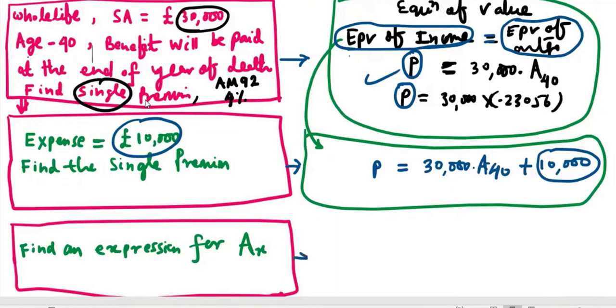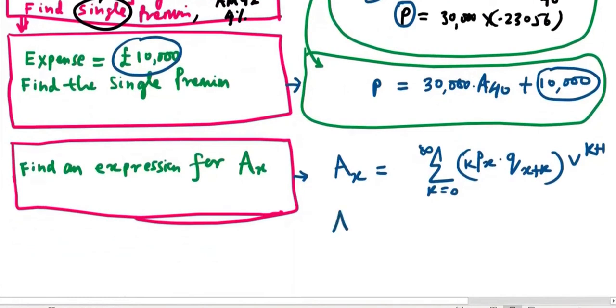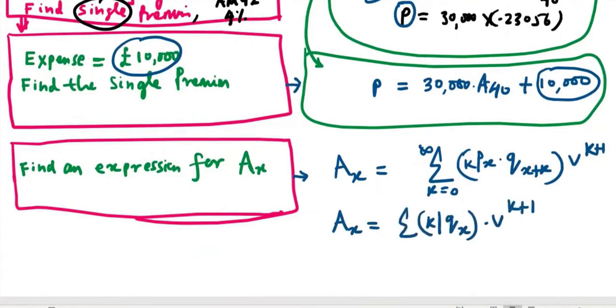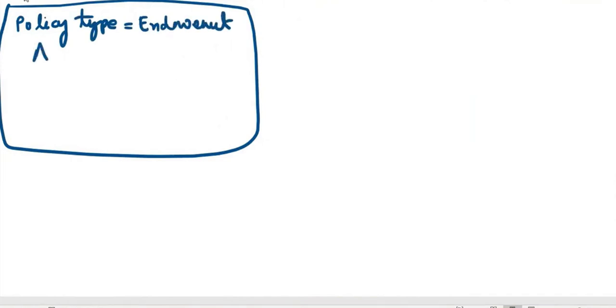Now write an expression for X. We'll elaborate this one today. This is a recap. We know already {}_kp_x q_{x+k}. There is another notation. We write k-deferred q_x. You can write this one as well. Suppose the policy type is endowment. And here the age, let's fix at 40. Term will be there, though it's not a term assurance.